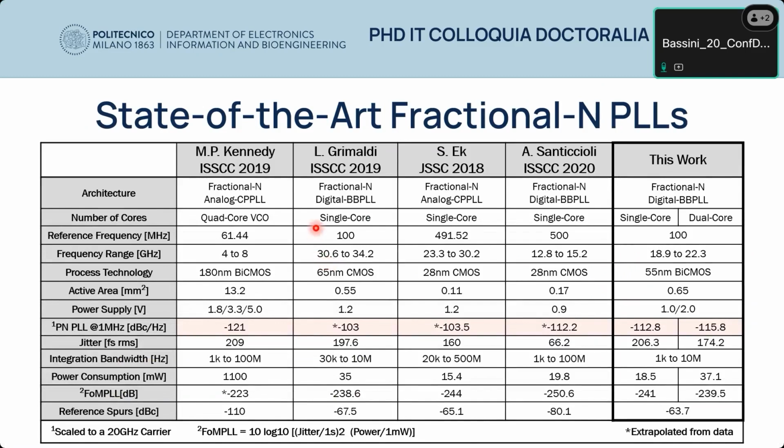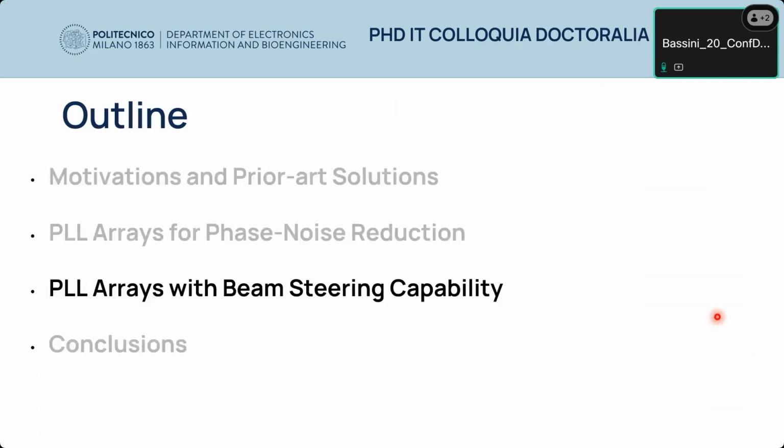Comparing this prototype with other state-of-the-art work, we can achieve the lowest phase noise at 1 MHz offset due to the independent optimization of our architecture. Once we prove the capability of the digital PLL array for ultra-low phase noise generation, we move then to further exploit the potential of this architecture in phased array scenarios.